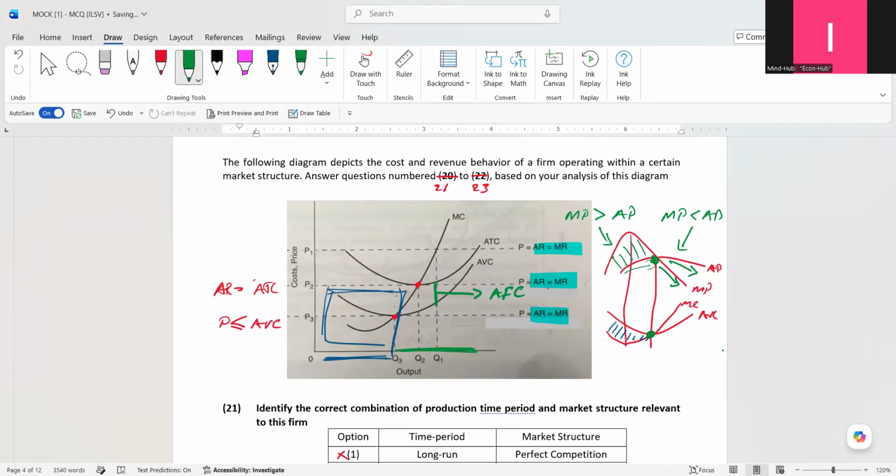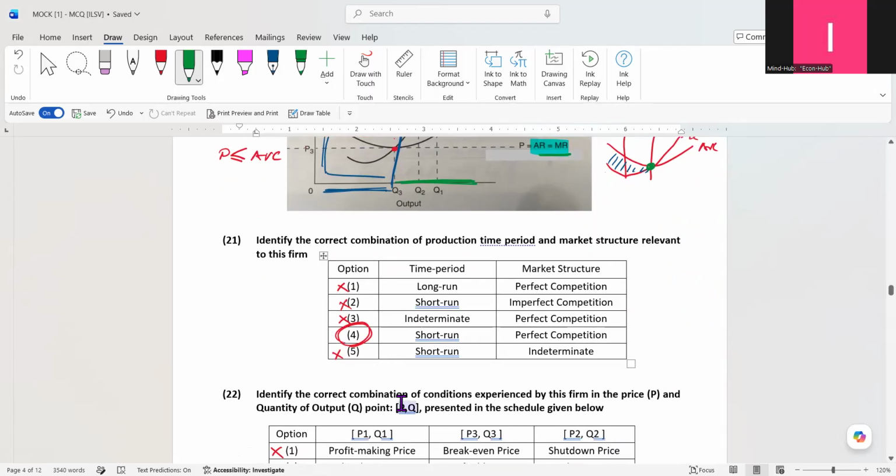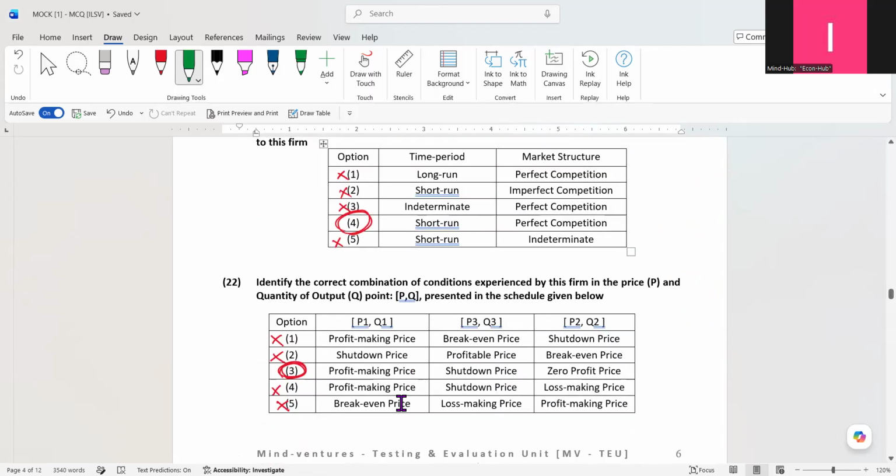If fixed cost is there, we are still in the what run? Short run. If fixed cost is there, we are in the short run. So we know the time period is short run. Next, market structure. Market structure is perfectly competitive market. Why? This firm is in perfect competition. Reason? AR equals MR. AR equals MR meaning price taking. Price taking only happens if you are in perfect competition. Correct answer number 4. Short run, perfect competition.